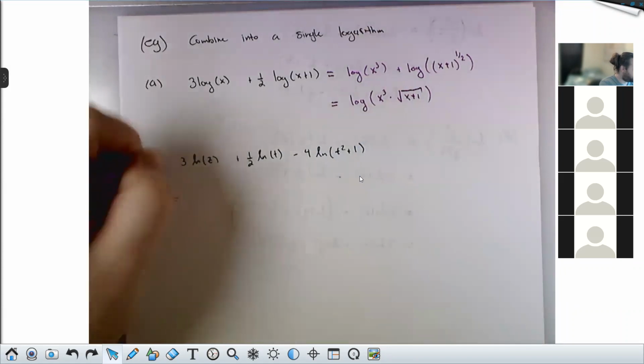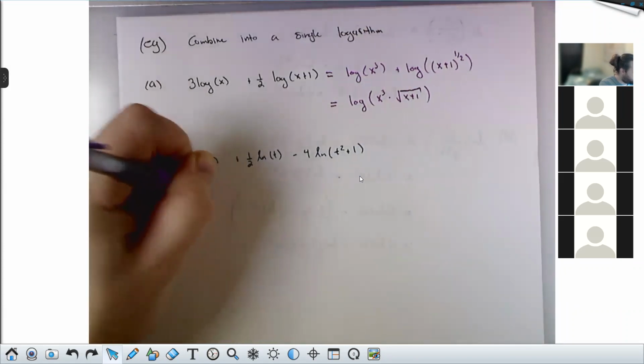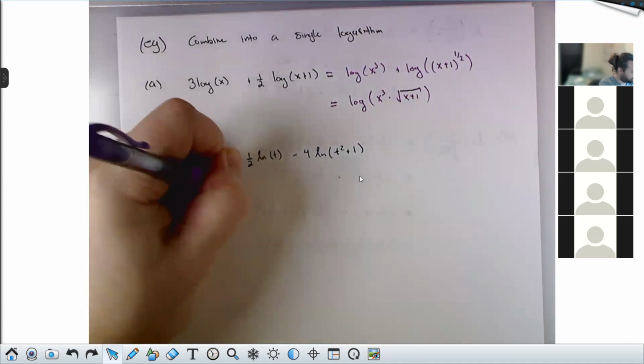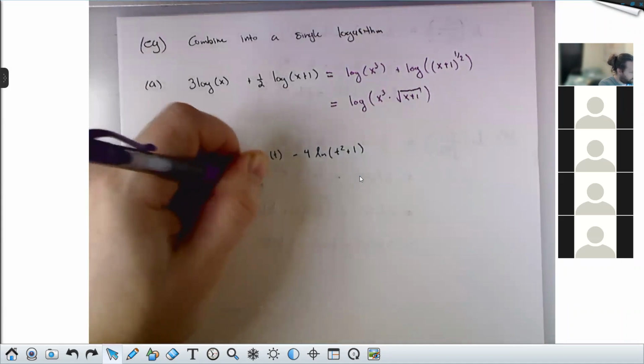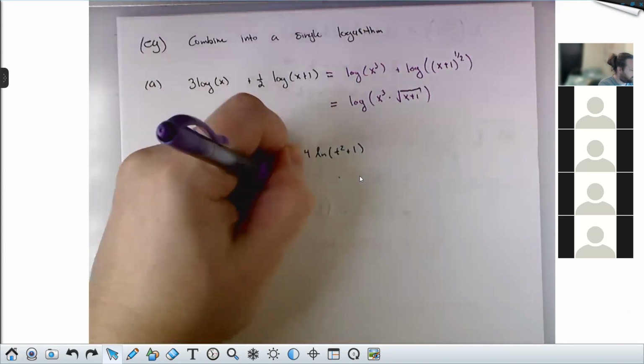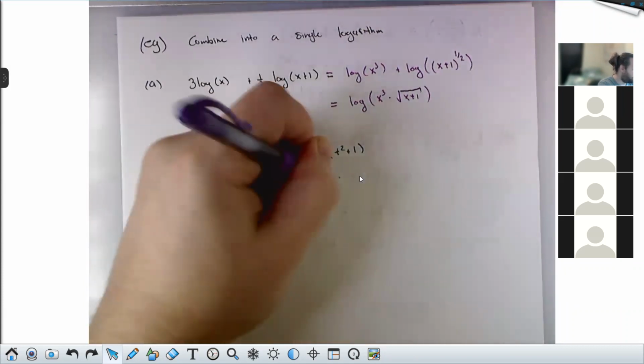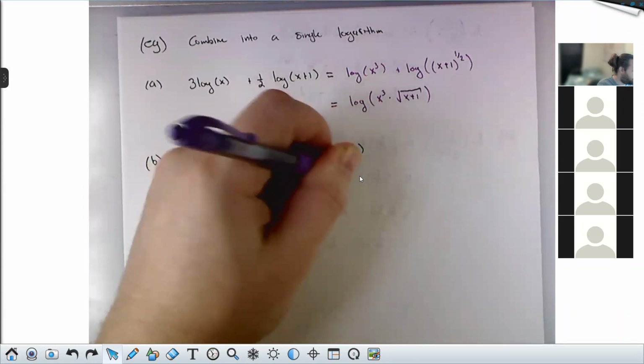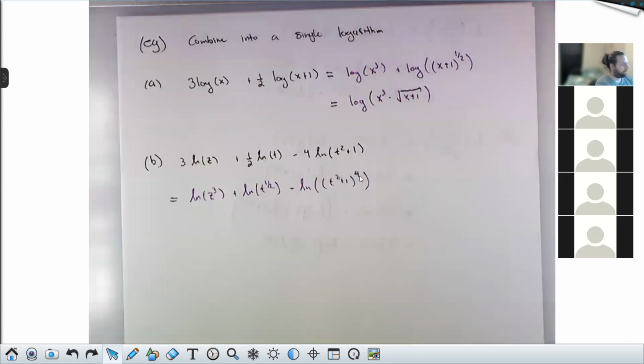So I begin here by saying, okay, this is the ln of z cubed plus the ln of t to the 1/2 minus the ln of paren t squared plus 1 to the 4. And remember, taking something like t squared plus 1 and raising it all to the 4 is not the same as raising t squared to the 4 and 1 to the 4 separately. Right? So there really is no nicer way to write this.